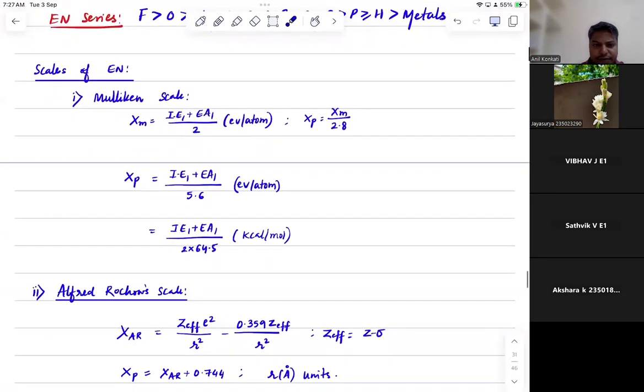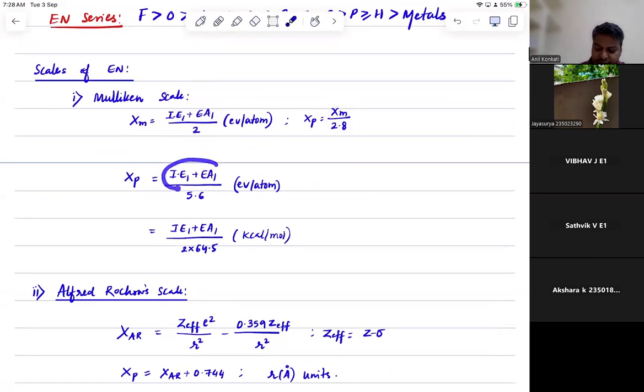What are the scales for electronegativity? The Mulliken scale is the average of electron ionization energy and electron affinity. That is the Mulliken scale, and the energies are measured in electron volts per atom. The Pauling scale is always equal to the Mulliken scale divided by 2.8.